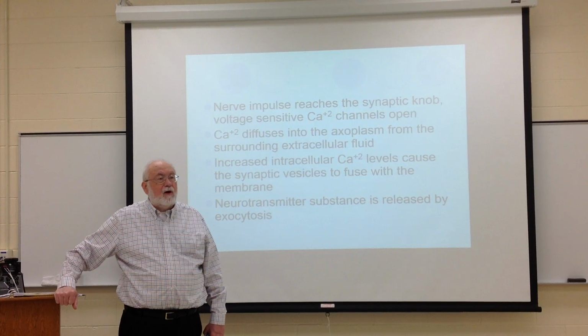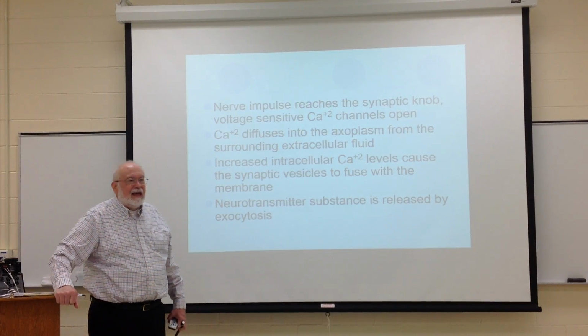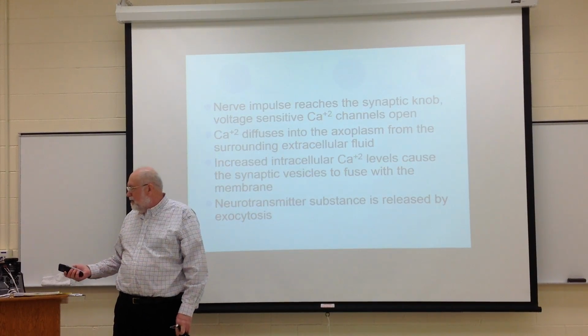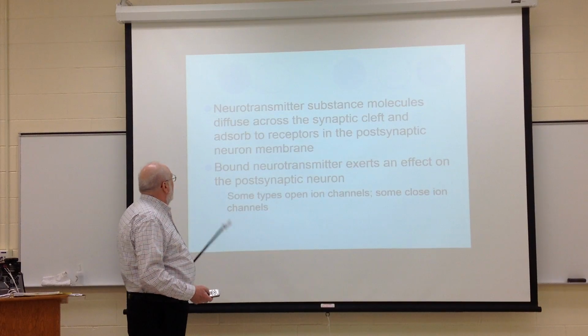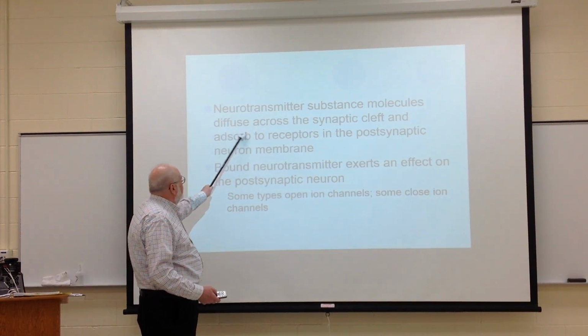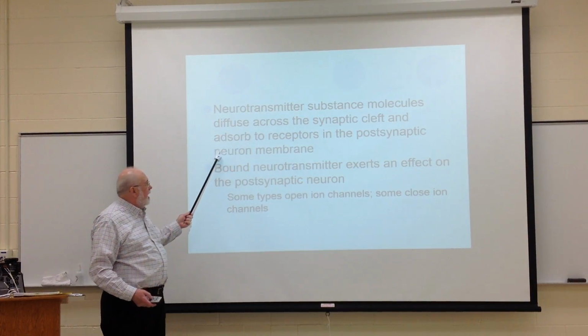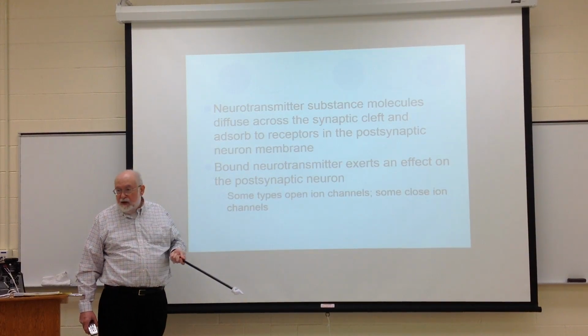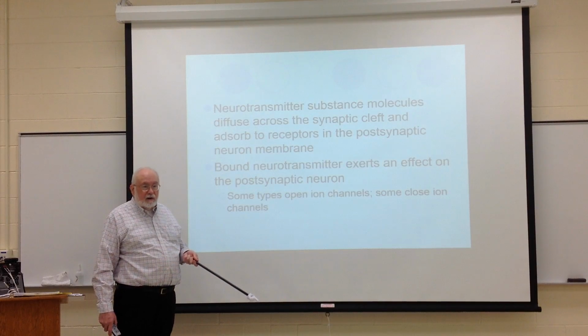What was that little gap called? Synaptic cleft. That's it. Guess what it's going to be called here? Synaptic cleft. All right, there you go. So, the neurotransmitter substance diffuses across the synaptic cleft. They absorb the receptors that are embedded in that membrane surface.